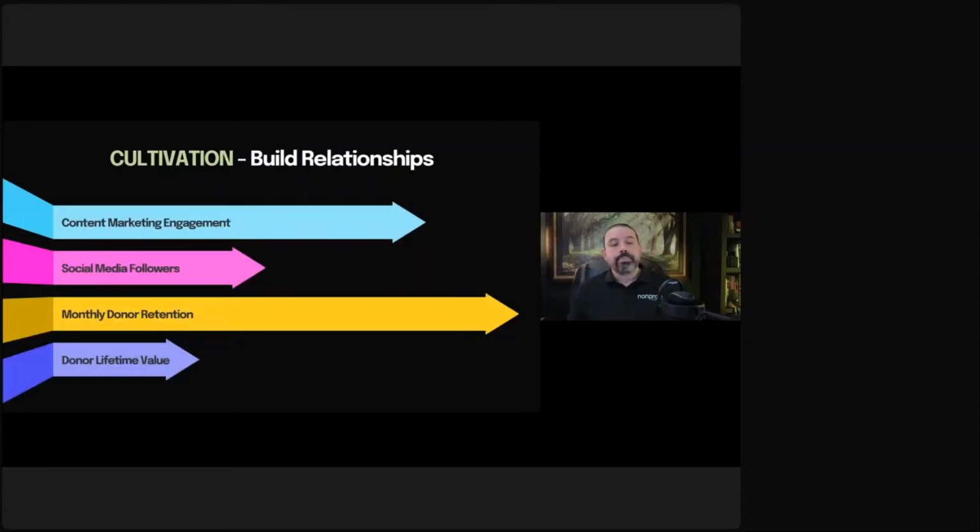All right, moving on. So we're out of the engagement stage. We're talking about the cultivation stage, where we're building the relationships. We have content marketing, we have content marketing engagement, we have social media, we have monthly donor retention, and donor lifetime value. Make sure that you are calculating your DLV very carefully. What is your donor lifetime value?